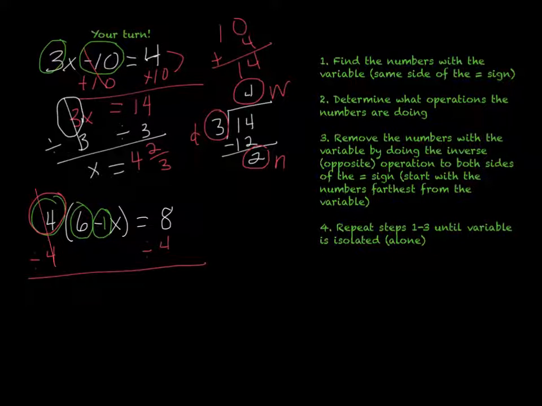This one's going to cancel, so we're going to be left with parentheses 6 minus, let's keep that -1x there so we don't forget, equals 8 divided by 4 is 2. All right, again, we're going through the steps again. We have to find our numbers with our variables. We have this 6, we have this -1. Those are our numbers. The 6 is positive, it's adding, so to get rid of it, we subtract. We're subtracting 6 each side.